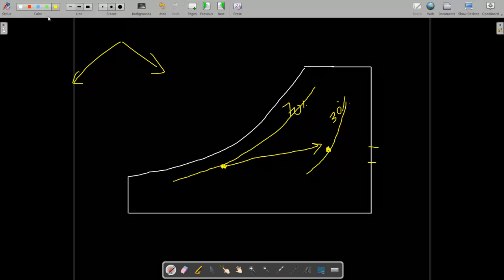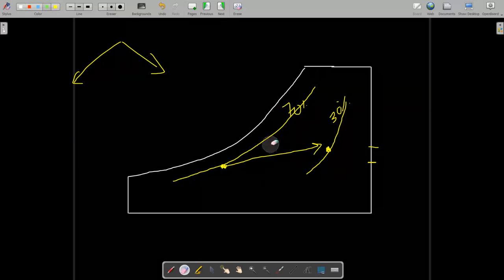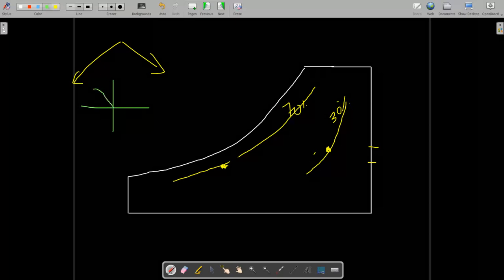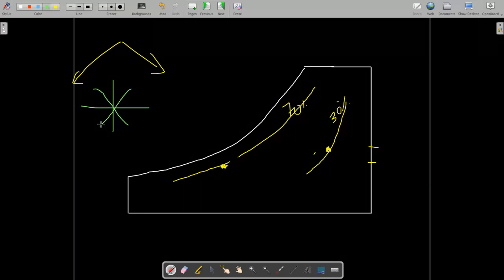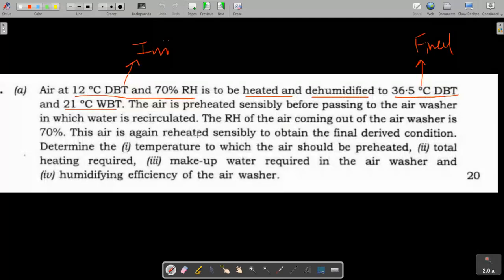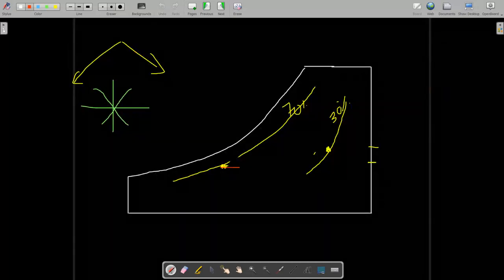And we are not going directly from the initial state to the final state, because this is a slightly slanted process, and not at 45 degrees either. So we have all the processes on the psychrometry chart either at right angles, horizontal or vertical, or at 45 degrees generally. To achieve this, we have to follow multiple methods. So which method have they gone with? First, air is preheated sensibly. So first we will sensibly heat the air.